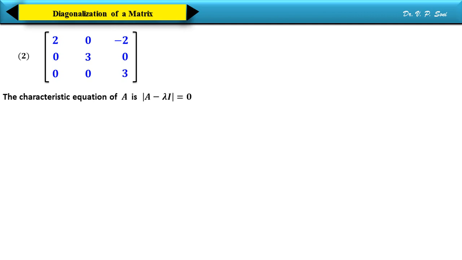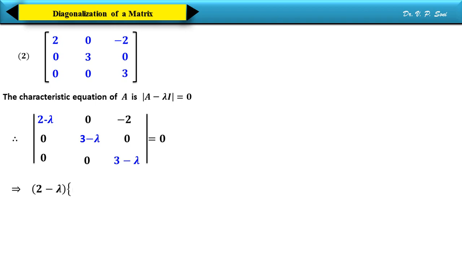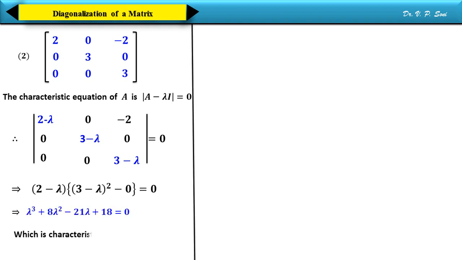Now second example: the matrix A whose first row is 2, 0, minus 2, second row 0, 3, 0, third row 0, 0, 3. The characteristic equation of the matrix A is the determinant of A minus lambda I equal to 0. Therefore, the determinant whose first row is 2 minus lambda, 0, minus 2, second row 0, 3 minus lambda, 0, third row 0, 0, 3 minus lambda equal to 0. Now find the determinant and put equal to 0, then we get lambda cube plus 8 lambda square minus 21 lambda plus 18 equal to 0, which is the characteristic equation of the matrix A.